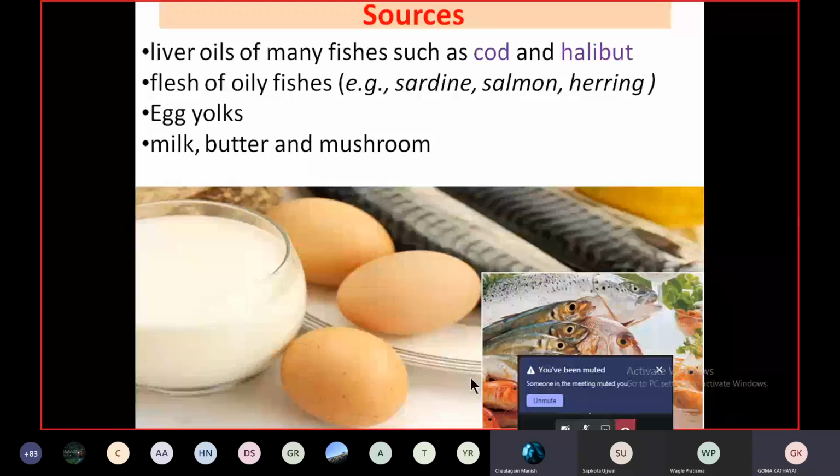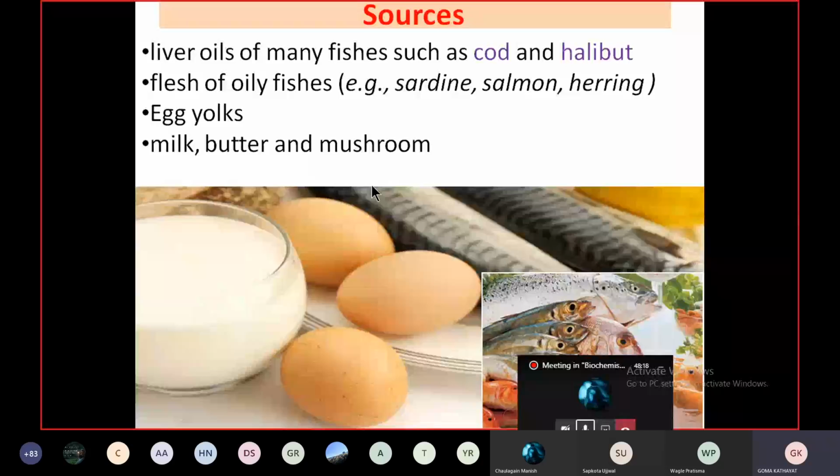These are the sources of vitamin D: egg yolk, fish. Milk is a poor source of vitamin D, and similarly the butter, mushroom. Now coming to the deficiency of vitamin D. Deficiency of vitamin D leads to rickets in children and osteomalacia in adults.